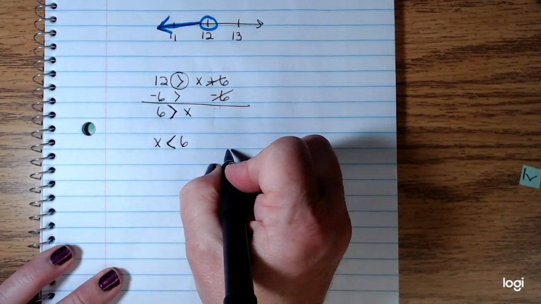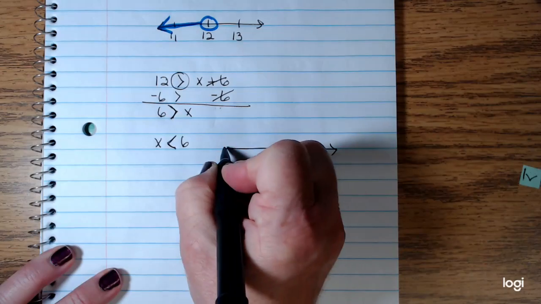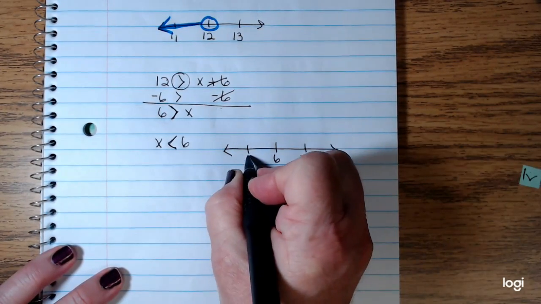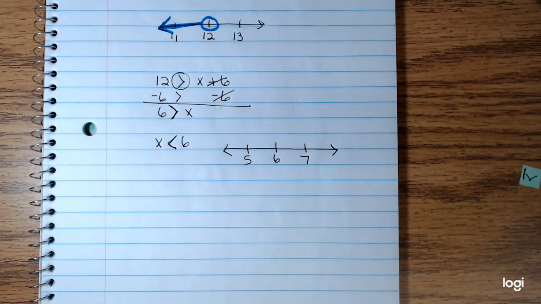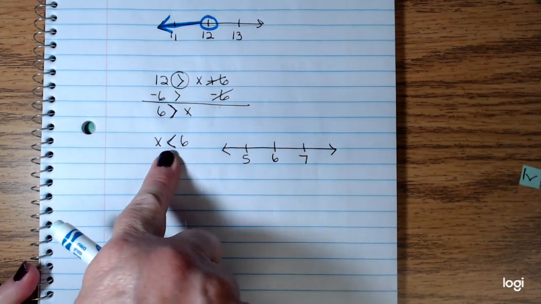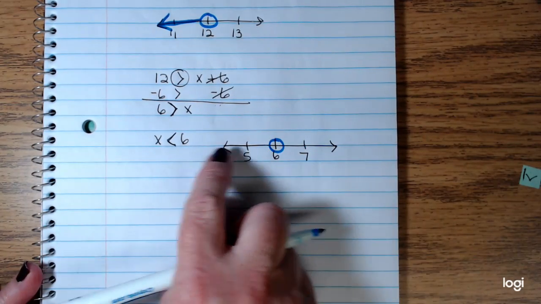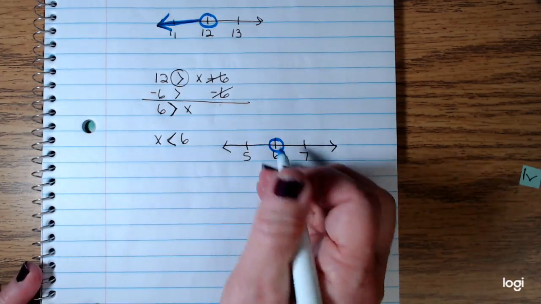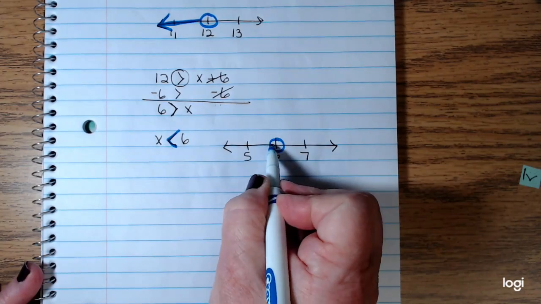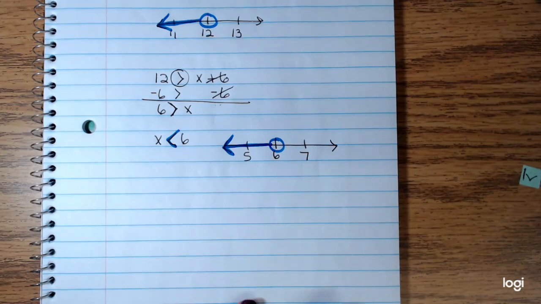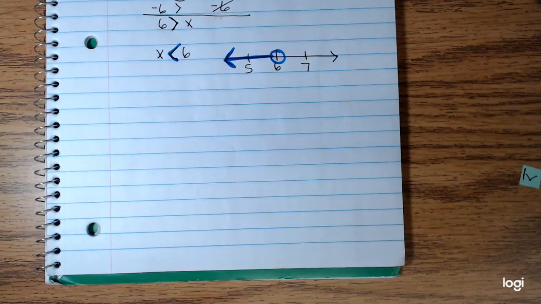Now I'm ready to put it on the number line. Here's 6, 7, and 5. All right, so I want to know what answers are going to go with this inequality. Well, here's 6. Open circle, why? Because there's no equal to sign. And it says less than, so I'm going to color less than. Okay, very good. Let's try another one-step inequality.